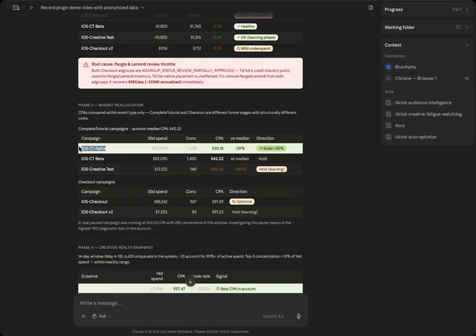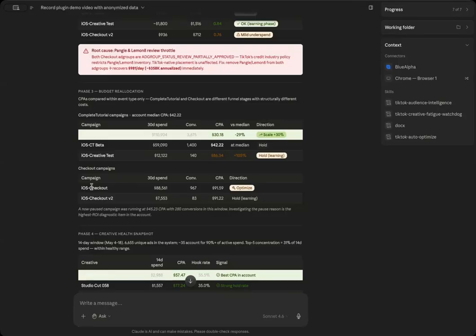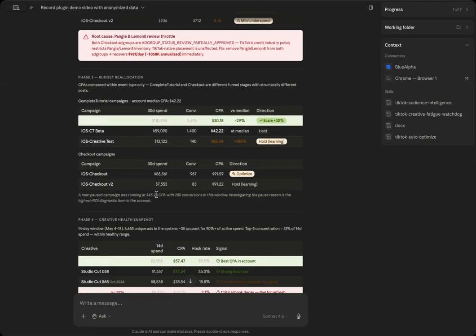What we're finding here is that we should scale the CT alpha campaign by roughly a 30% increase, because the CPA is one of the cheapest, at only about 30, compared to all of the others, though obviously the creative test is still learning. And on the campaigns that are optimizing for checkout, we should start to optimize the checkout one campaign, because it has most of the spend with almost a 3x CPA compared to the CT alpha, but obviously again, different event types.